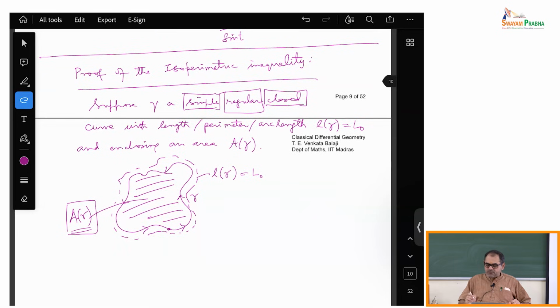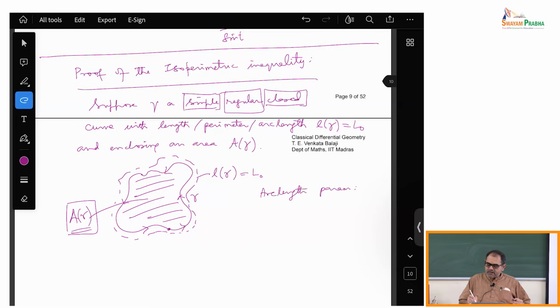Now you see, of course, to deal with this kind of curve, you can usually take any parametrization, all right, and the easiest parametrization is always arc length parametrization. So what you do is that you take arc length parametrization.